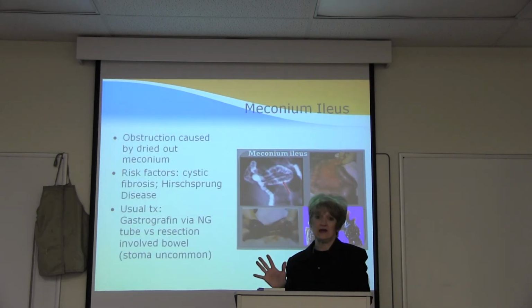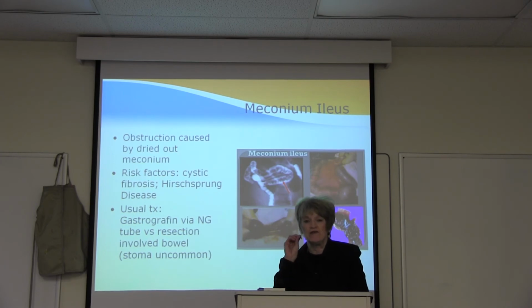Meconium ileus, I will not test you on. Meconium ileus basically refers to a mechanical obstruction. You have a section of bowel, typically in the ileum, that becomes blocked with dried out meconium. It's much more likely to occur in kids with cystic fibrosis or Hirschsprung's disease, especially the long segment Hirschsprung's disease where stool's not moving through. Cystic fibrosis where you have abnormally thick, dry secretions in the bowel.